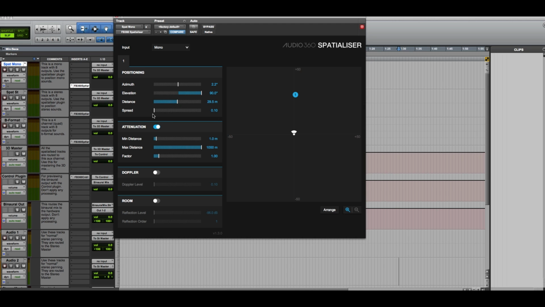Spread. Now spread, I find I don't use too much because I prefer the sounds to come from a single source, which is generally the case. Like if I'm speaking, my voice will come from one source, from a mouth, and travel a distance to the listener.